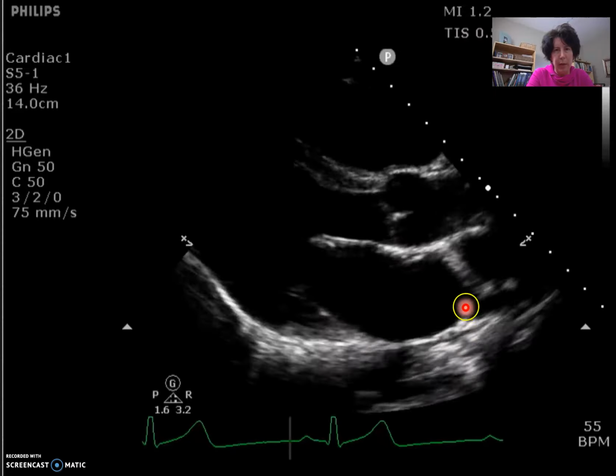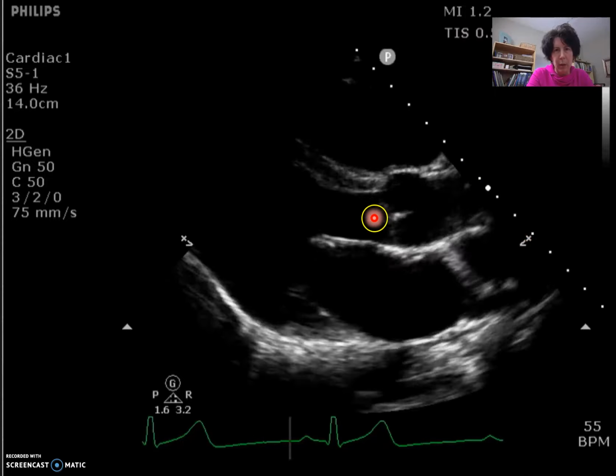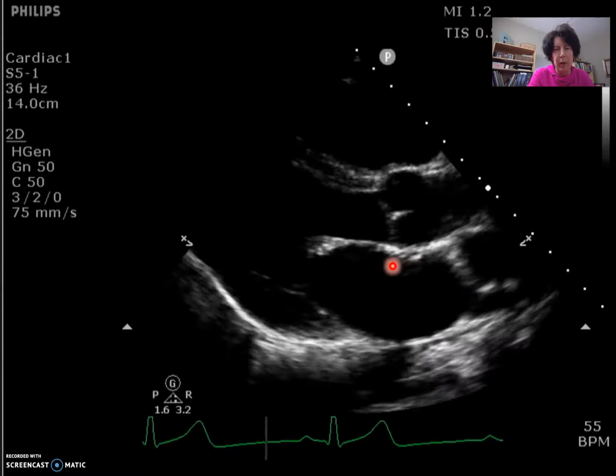We want to look at left atrium. We want to look at the aortic root. So you want to see that aorta nice and open. You will look at your aortic valve, the mitral valve, look at the morphology of both those valves, whether they're thickened, whether they're opening well.